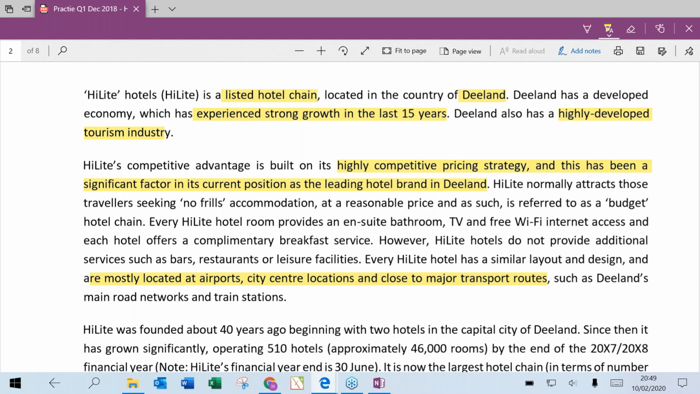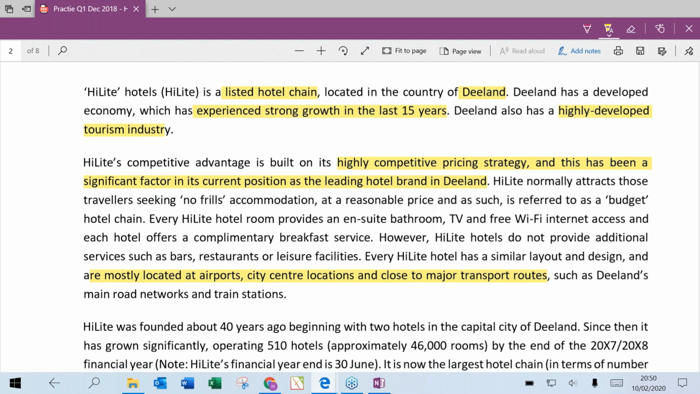So what's the key message from this paragraph? That we are the leading brand, and the significant factor behind that is our pricing strategy, and we are a no-frills strategy, which means that we offer the lowest price. And one of our important points is our locations. Okay, we are located at the airports and all the strategic places.